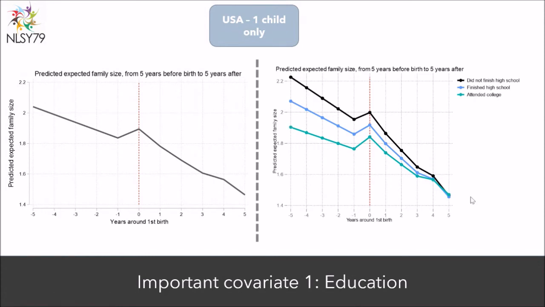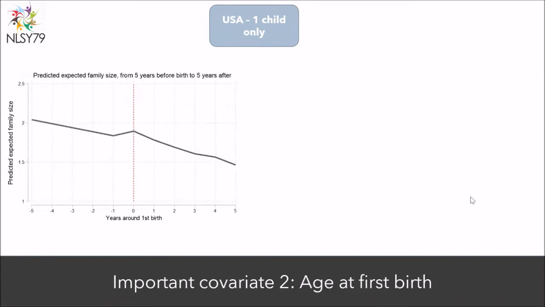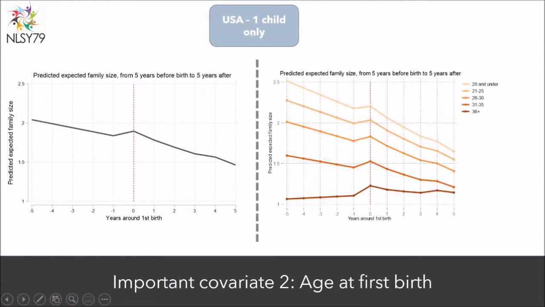And the other very significant covariate was age at first birth. This is still the same regression trajectory, but I've had to change the axis because there are such big differences. So those who have their first birth at age 20 or under start really high, at 2.5, and have the steepest downward slope, down to roughly 1.6, whereas those who had their first birth at age 36 or above, as you would expect, remain very stable around the one-child mark.